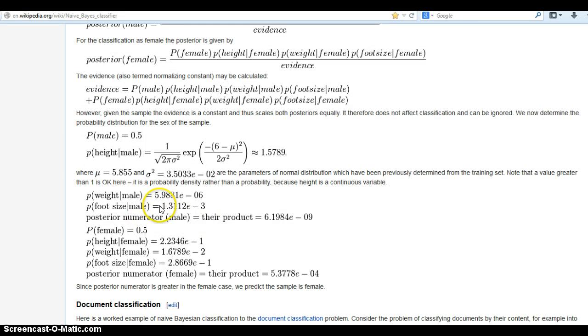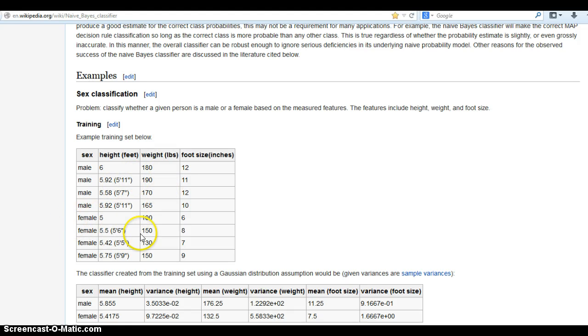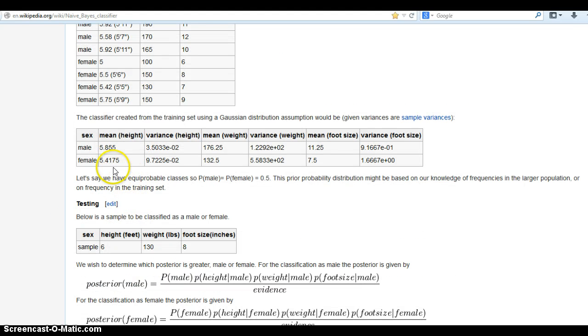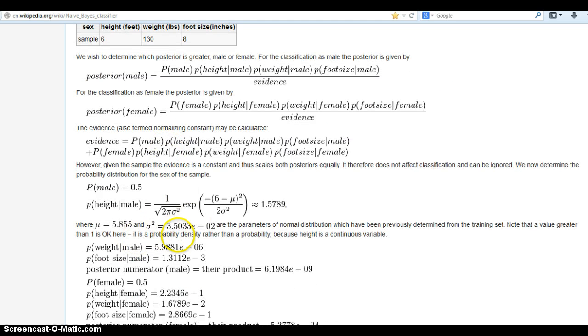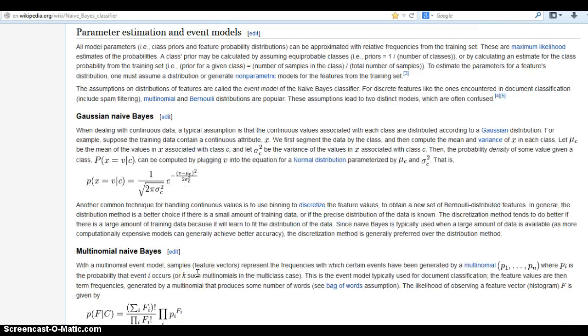So in this case, because we have this data set here, this training set, and we figured out means and variances for each one, we're going to use the normal distribution function, and let me show you that. So here's the normal distribution function for a Gaussian naive Bayes. If you haven't seen the normal distribution function, here it is.